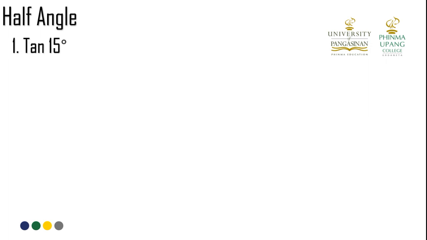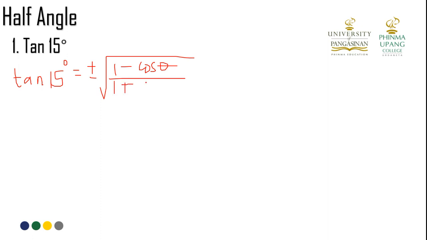Tingnan natin yung tan 15. So since we are looking for the value of half, we are now moving on to the half angle. Yung half angle natin dito is 15. Ibig sabihin kapag kukunin mo yung buo, 30 degree. So sulat natin, tan 15 degree is equivalent to plus and minus square root of 1 minus cos theta, tapos divide natin siya sa 1 plus cos theta. Opposite lang siya. Sa taas negative, sa baba positive.